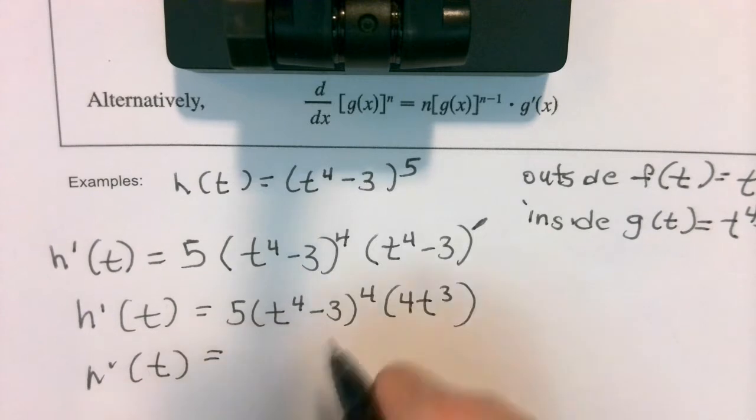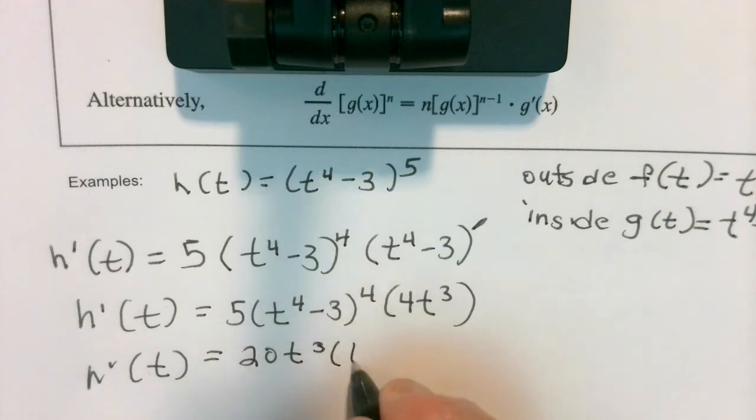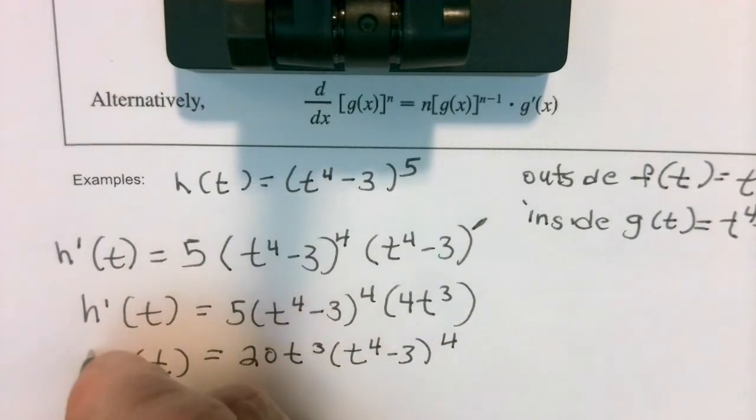So you can rewrite it. It's going to be equal to 20t cubed times t to the 4th minus 3 to the 4th power. So I just multiplied this and wrote it in a different order. So that's h prime t.